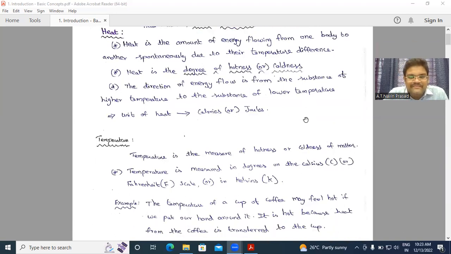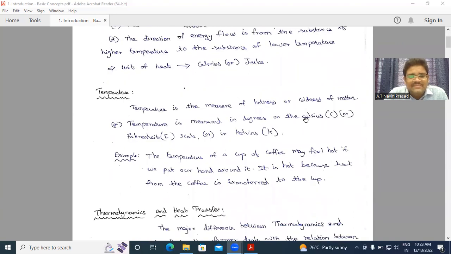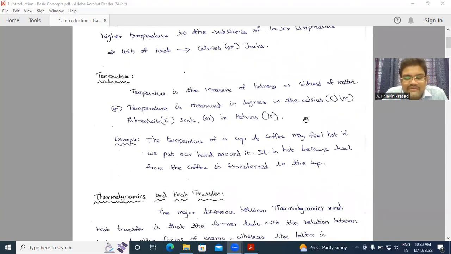also in Kelvin. So, for example, if we have a cup of coffee, we may feel some amount of hotness when we put our hand around the coffee cup. We can feel some amount of hotness, right? So it is called heat. So if the same heat is measured using some measurement device, it is called the temperature.